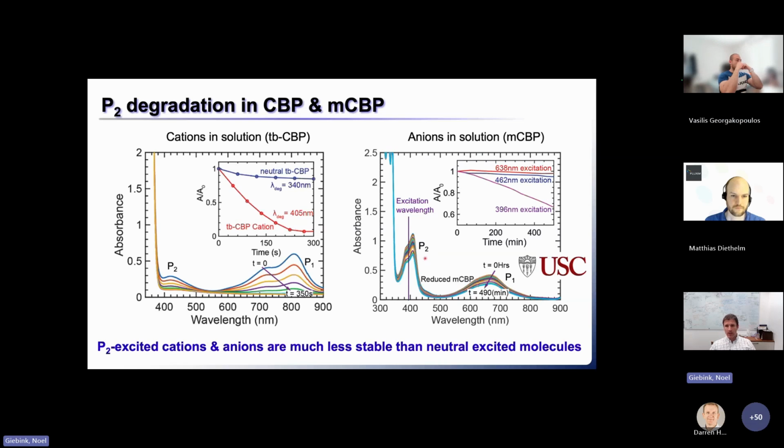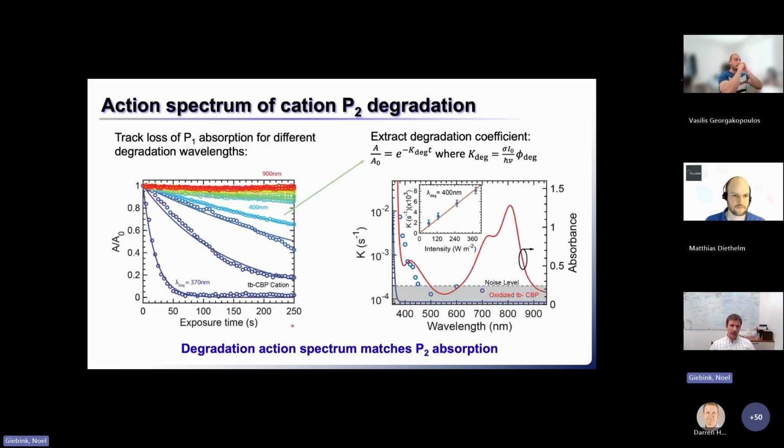You can go the other direction, which is something that our colleagues at USC did in Mark Thompson's group, and there they reduced mCBP with potassium in solution. And again, you have very similar P1 and P2 type transitions for the anion now. And they find that when they excite the P2 in the blue, it leads to rapid degradation of the anion, whereas they don't see any degradation on this time scale anyway if they excite the P1 transition. And so this, again, seems to suggest that these P2 excited cations and anions are much less stable than your neutral excited molecules.